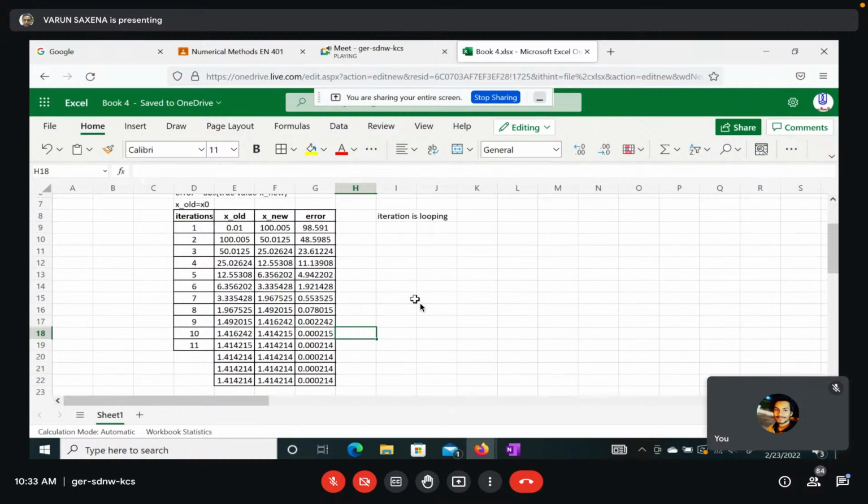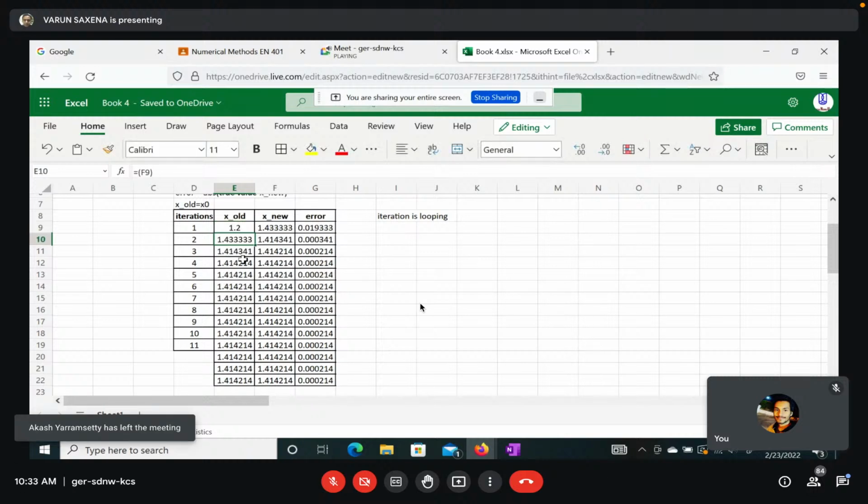Now let's move a little closer to this value. Instead of taking 0.01, let's take 0.2. Now you see that very fast your algorithm is converging to the same value, and by the third or fourth iteration you've come to the value. If you take 1.4, then you just need another 2 steps and you reach it, right?